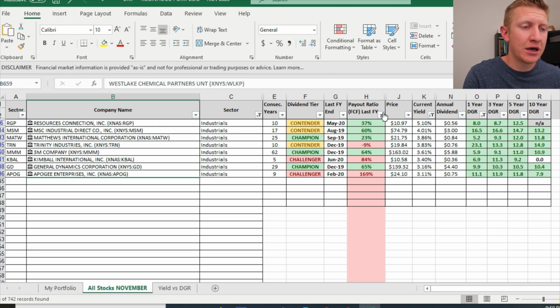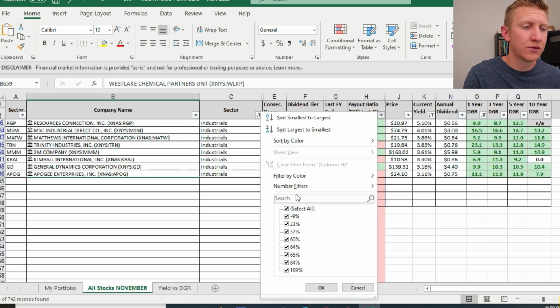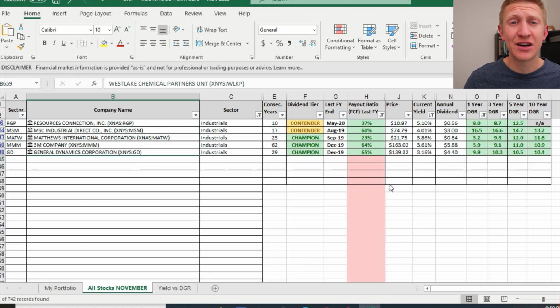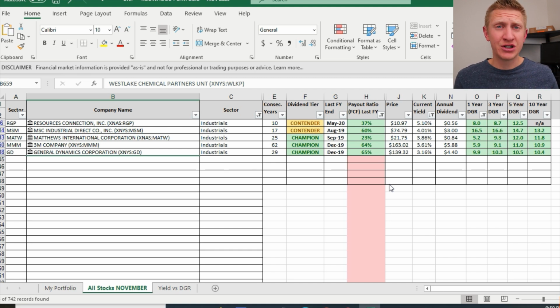So we'll come down here, we'll filter by color and green. Here we got it. We got 5 dividend stocks here that meet our dividend criteria. And they all have a dividend yield of at least 3%, growth rates that are beating inflation, and a dividend payout ratio based on free cash flow that is less than 75%.